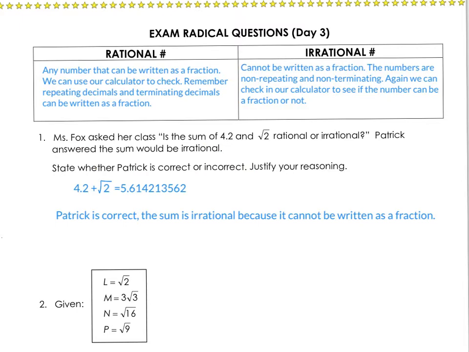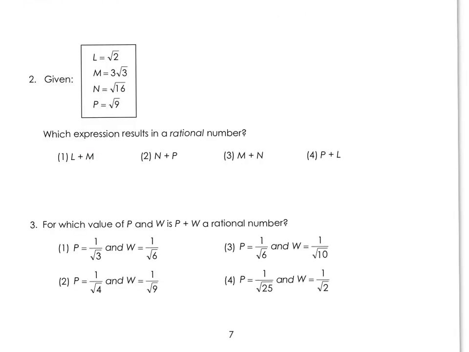Okay, let's look at the next example. This is, again, an old exam question. Given L, M, N, and P, and they gave us some numbers here, radical 2, 3 radical 3, radical 16, and radical 9. Which expression results in a rational number? The key here is that we're looking for something that is rational, so that means that it can be written as a fraction.